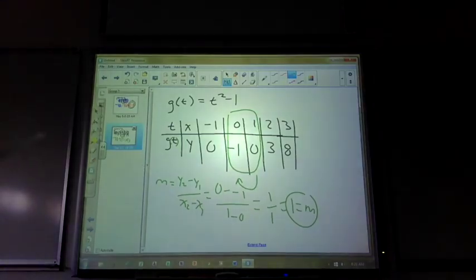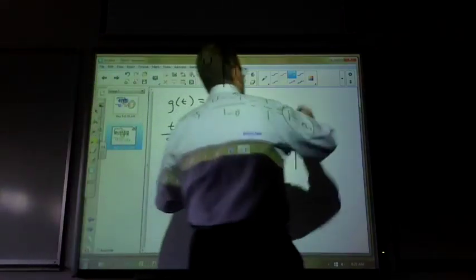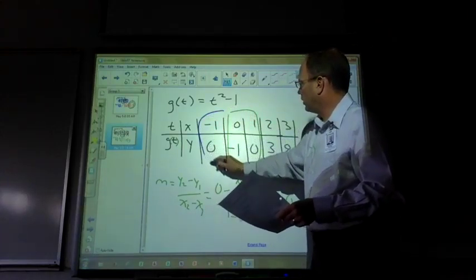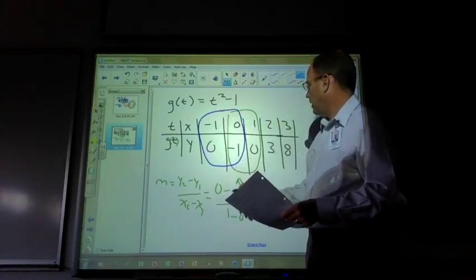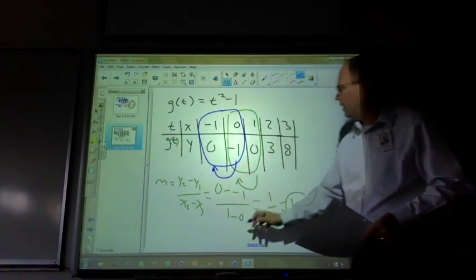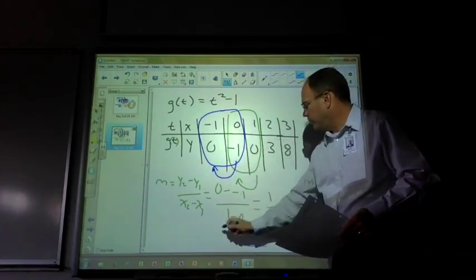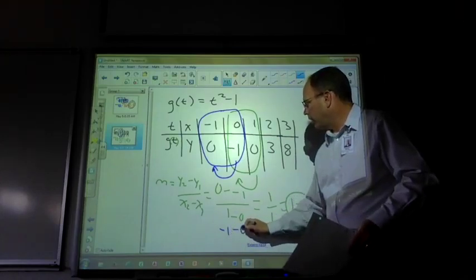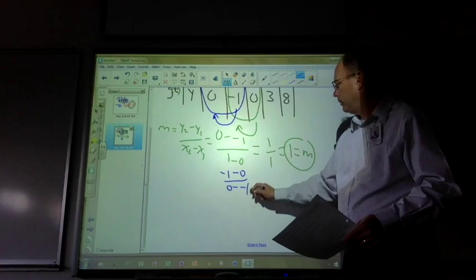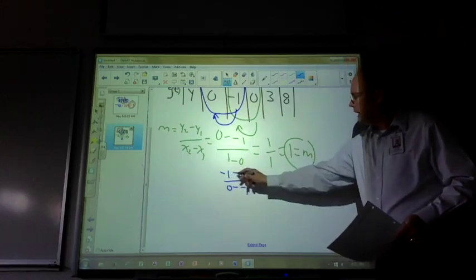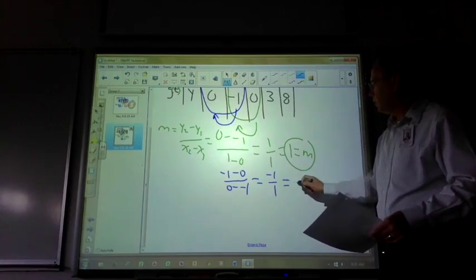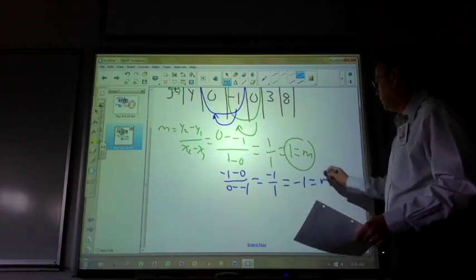Now, if I find the average rate of change between negative 1 and 0, so I'm going to now do this, and I'm still going to go this way with it. So by me doing that, I'm going to get negative 1 minus 0 over 0 minus 1. So that's going to give me negative 1 on top. On bottom, that's going to give me positive 1. So my slope there is negative 1.